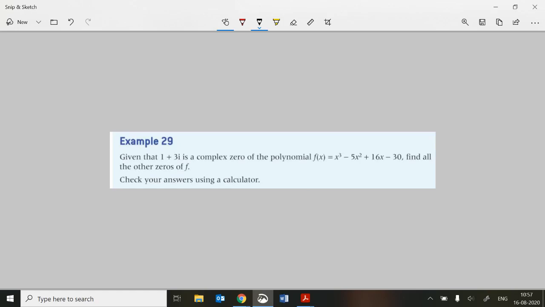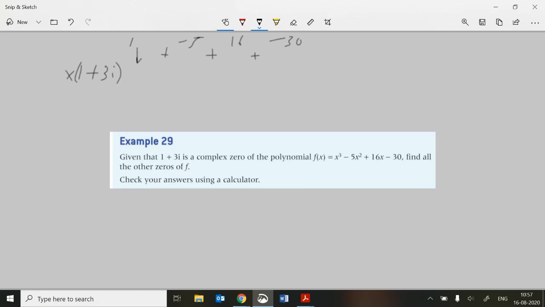So we're going to put down 1, minus 5, and 16, and minus 30 here, and we've got x minus 1 plus 3i as your factor. So we're going to be putting in times by 1 plus 3i here, times by this thing here. Bring the 1 down, put a plus here. Probably going to need some space because we'll end up with expressions in this case. So put pluses in front there.